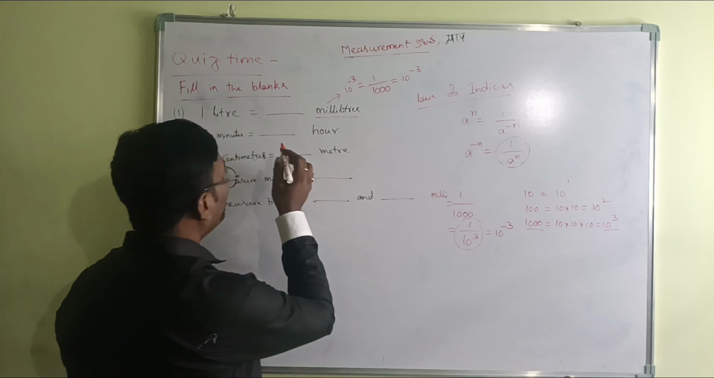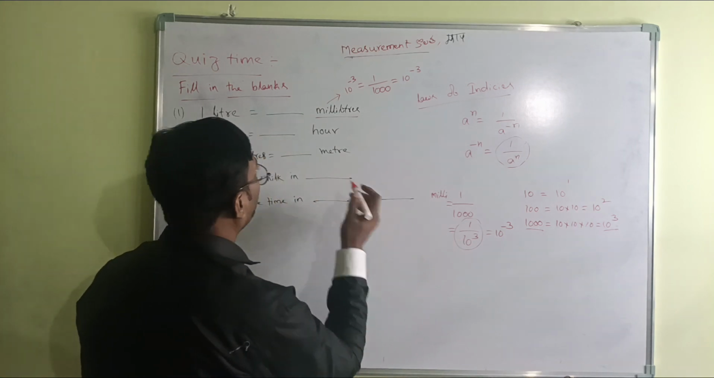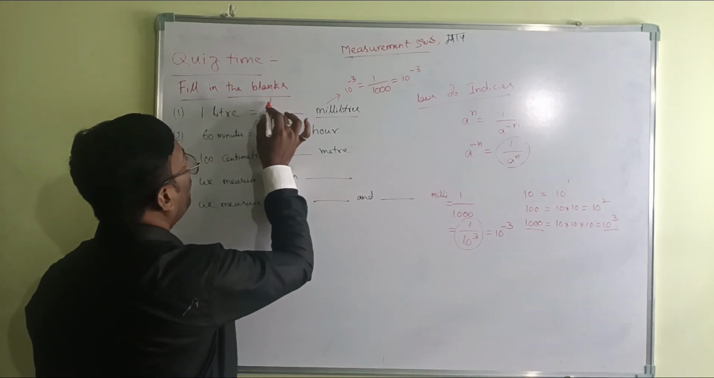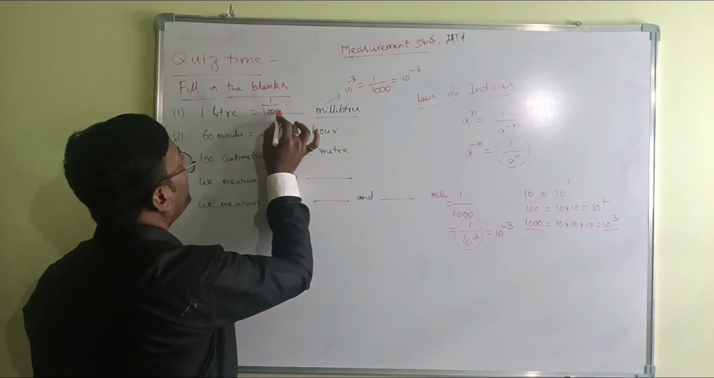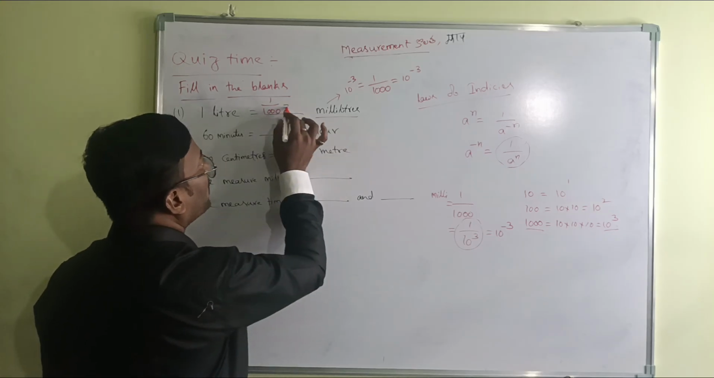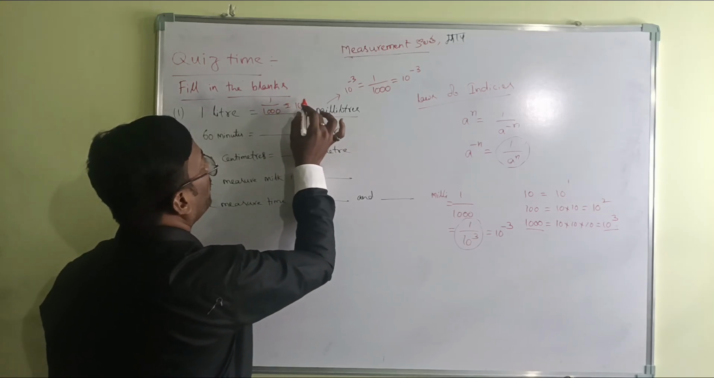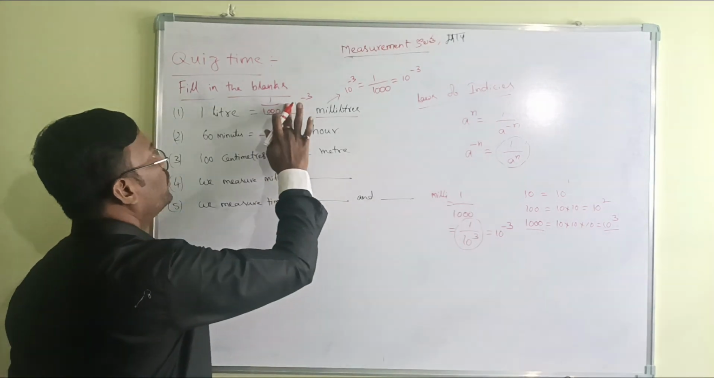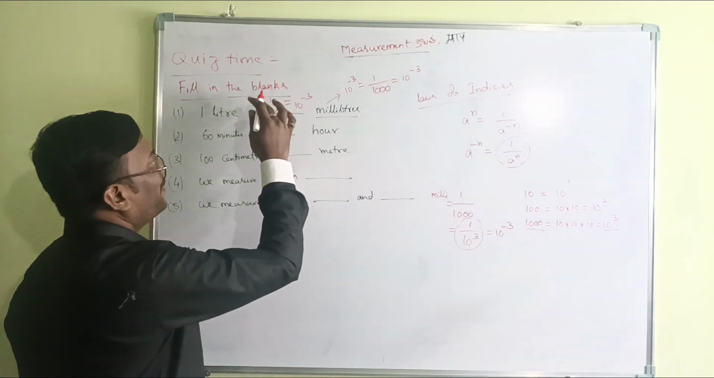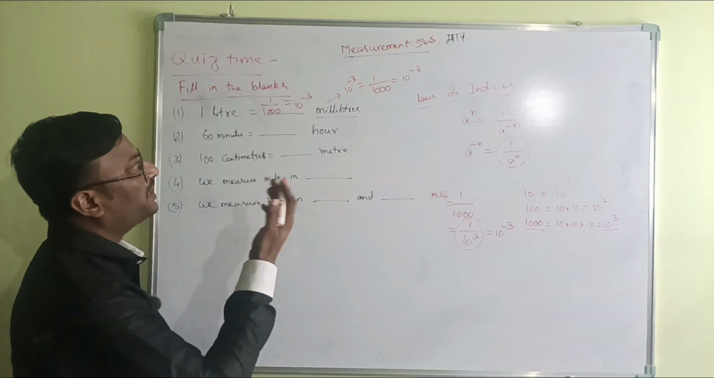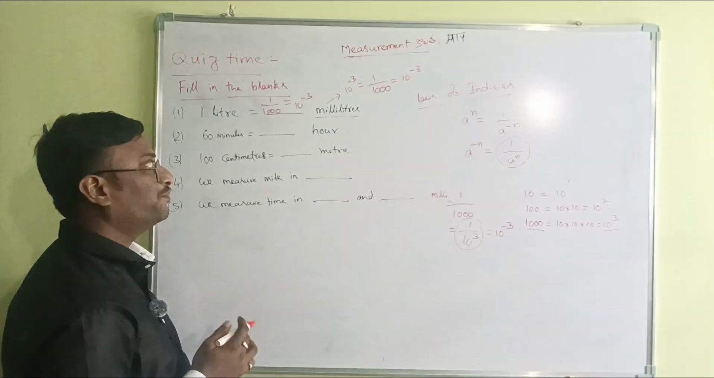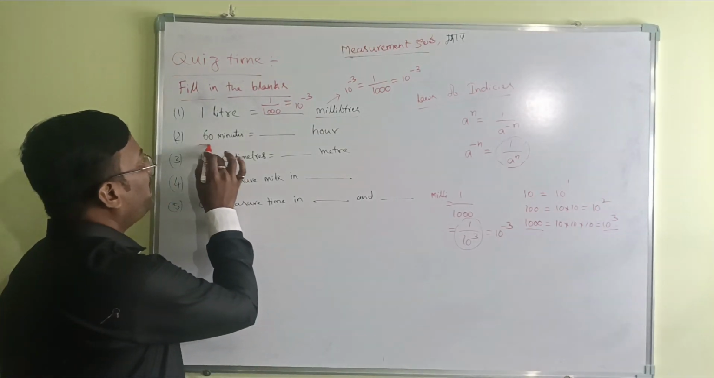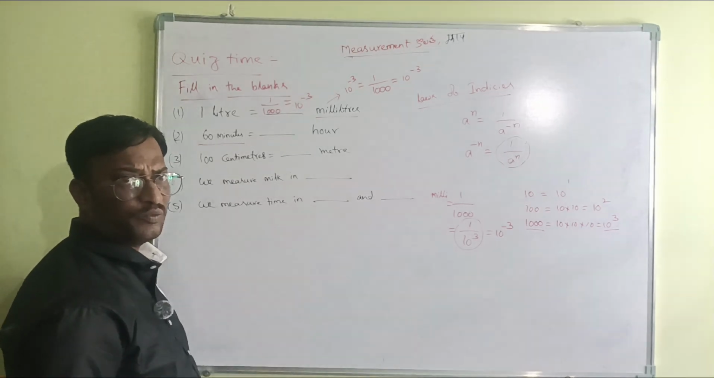So that can be written in two ways. 1 liter is equal to 1 by 1000 milliliters, or it can be written as 10 to the power of minus 3 milliliters. You can write it as you like, in both ways. 1 by 1000 we can write, or you can write 10 power minus 3. Both are right answers.